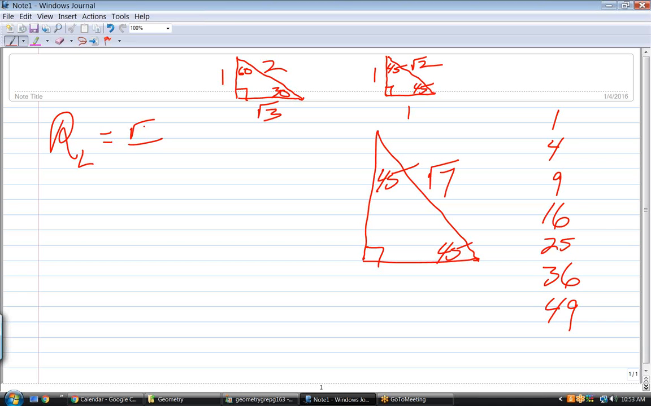I meant to write a 7. My hand wrote 2, though. No problem. Okay. Now, that's a number that has an irrational denominator. And at some point, we're going to have to rationalize it. In other words, before I write answers here, I have to rationalize it.